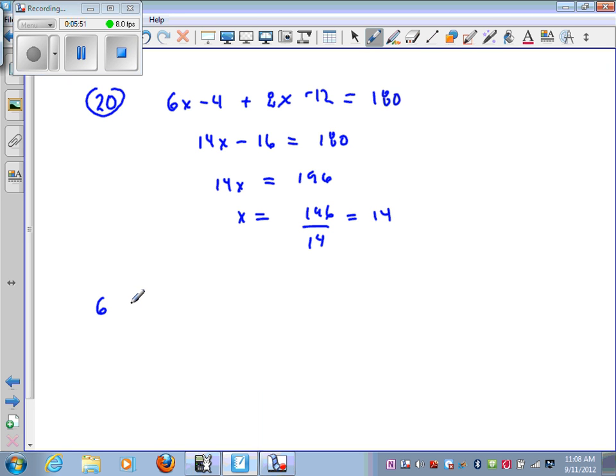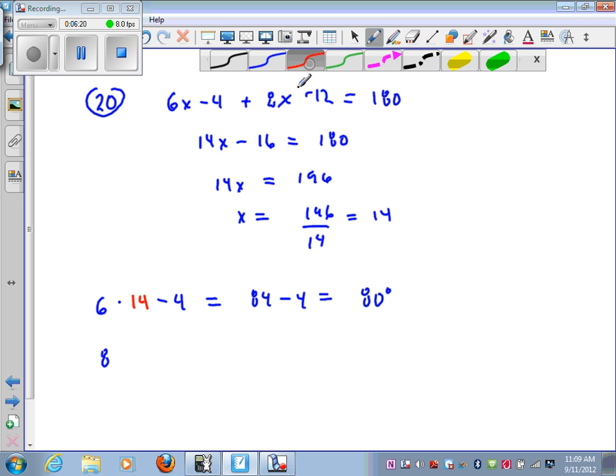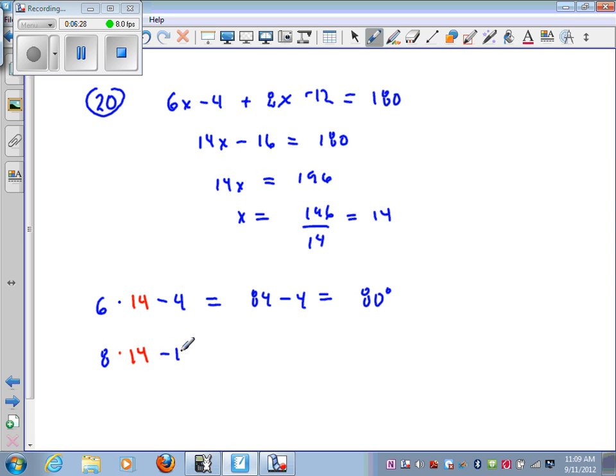Now we've got to substitute that back in. 6 times 14 minus 4. That's 84 minus 4 equals 80. Okay, and 8 times 14 is 112, minus 12 equals 100. Now, notice one angle is 100, the other one's 80, and the sum of those two is 180, and that's a supplementary angle.